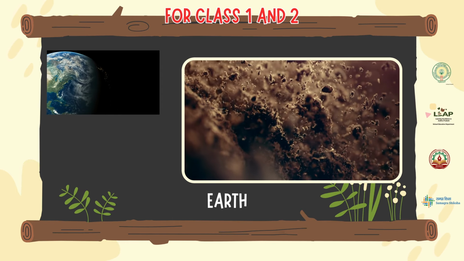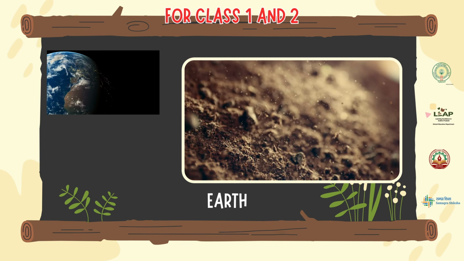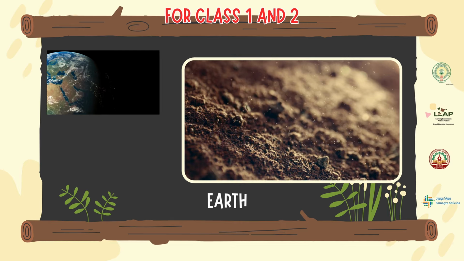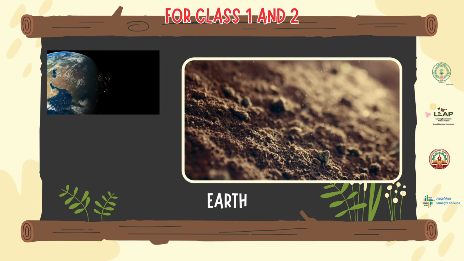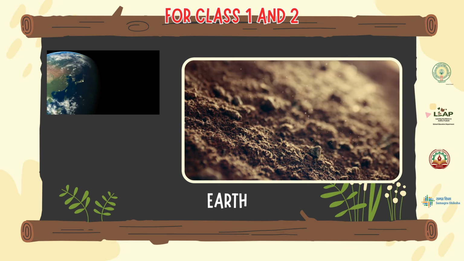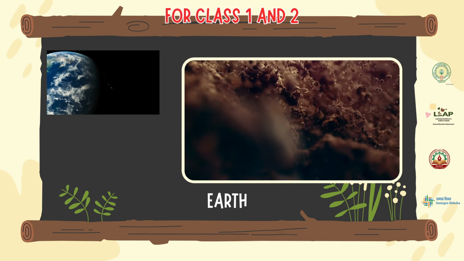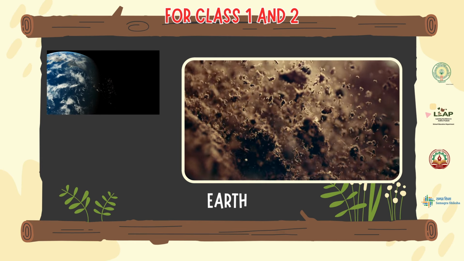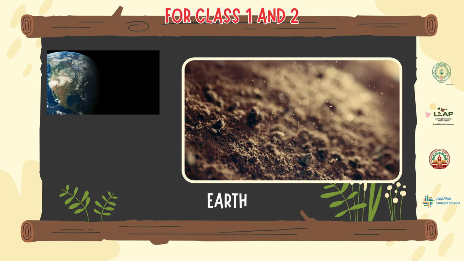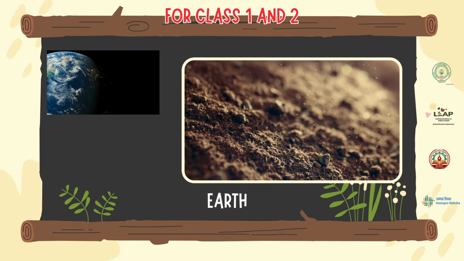The next word is Earth. Children, we all live on a big round planet called Earth. It has land, water, air, and all living things: humans, animals, and plants. Plants grow in the soil of the earth. Just now we have learned the word grow. So when we say we sow seeds in the earth, it means we put them in the soil.